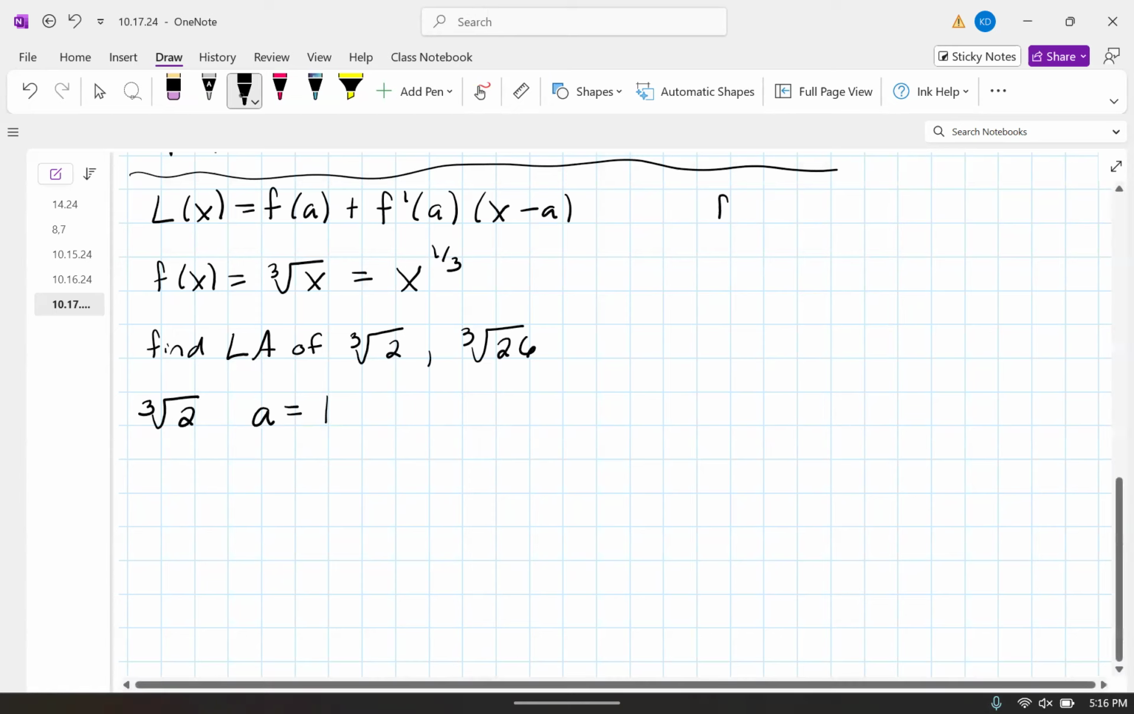We're going to need f prime of x for both of these. That's going to give me 1/3 x to the negative 2/3, which we could think of as 1 over 3 times the cube root of x squared.